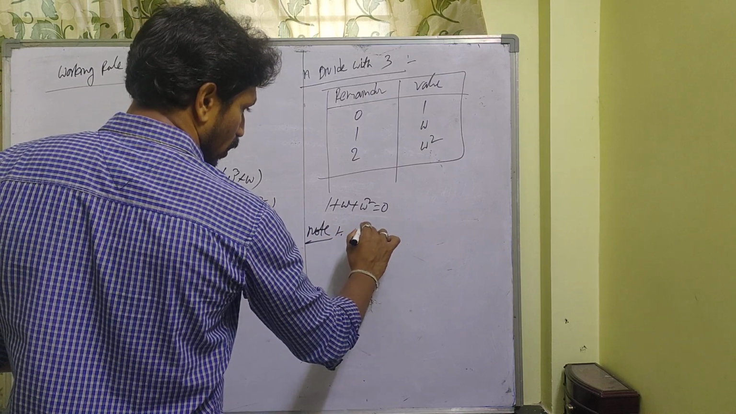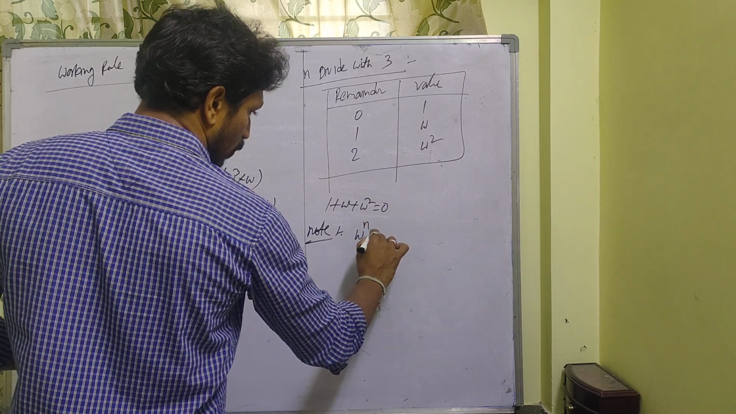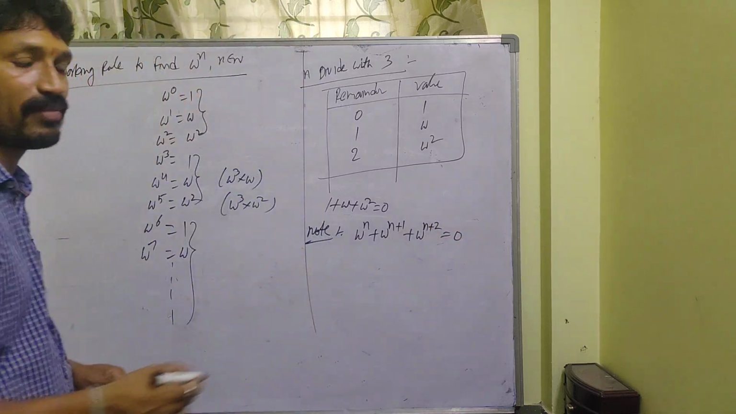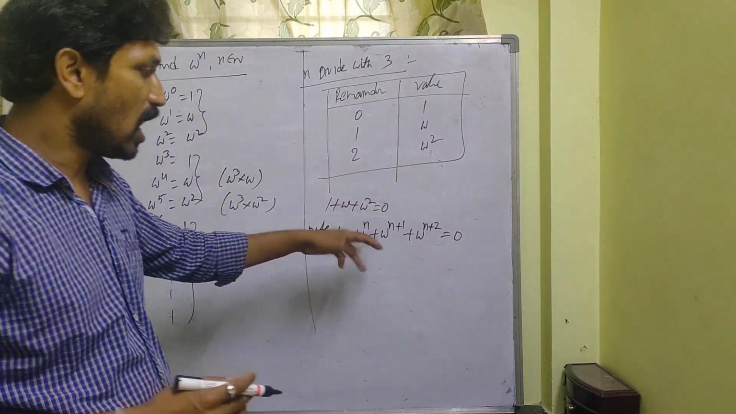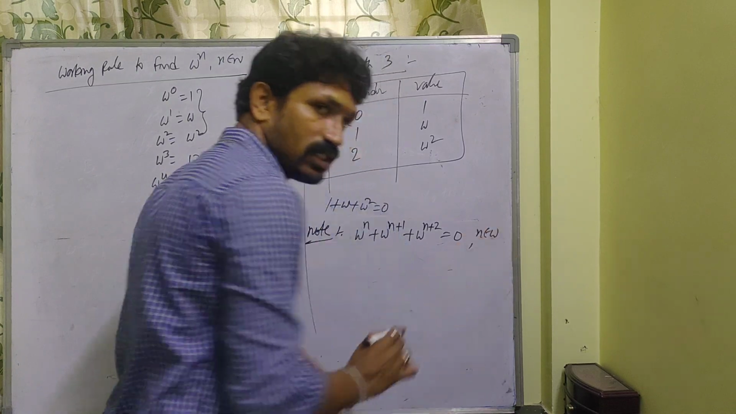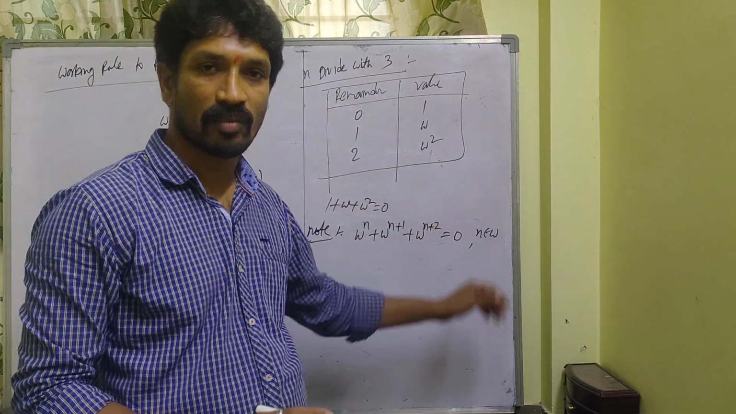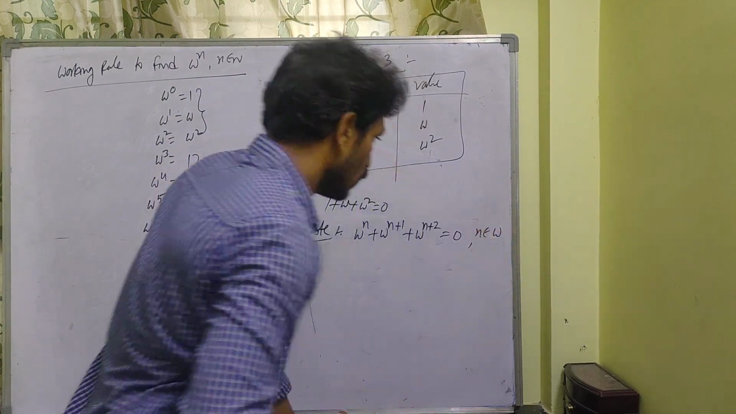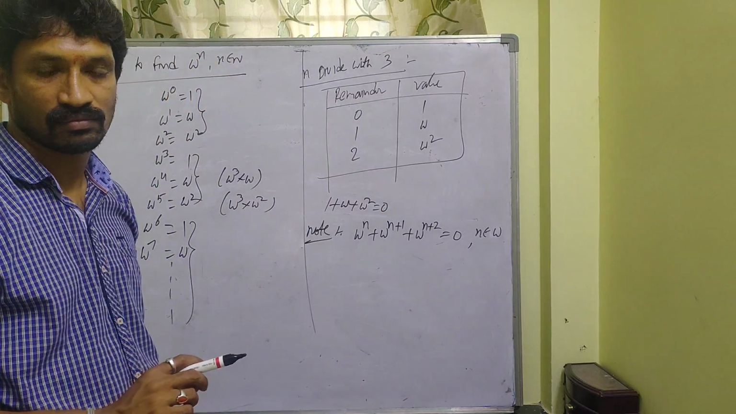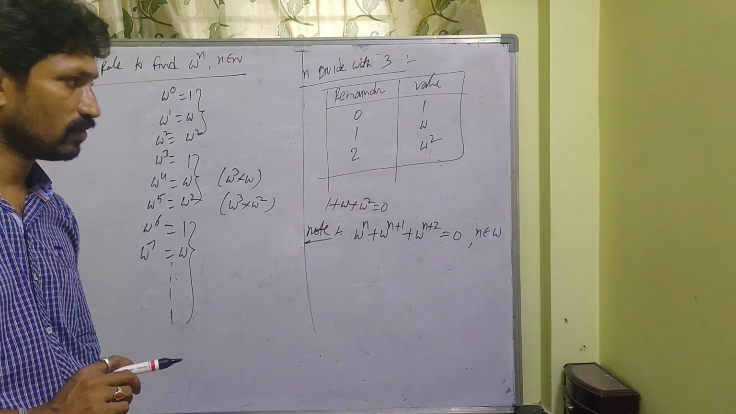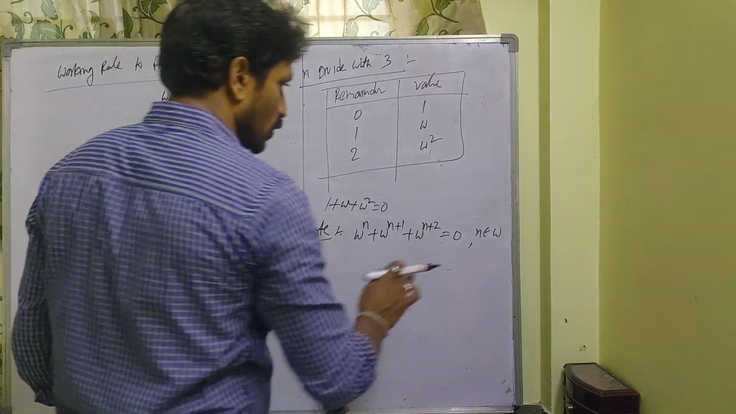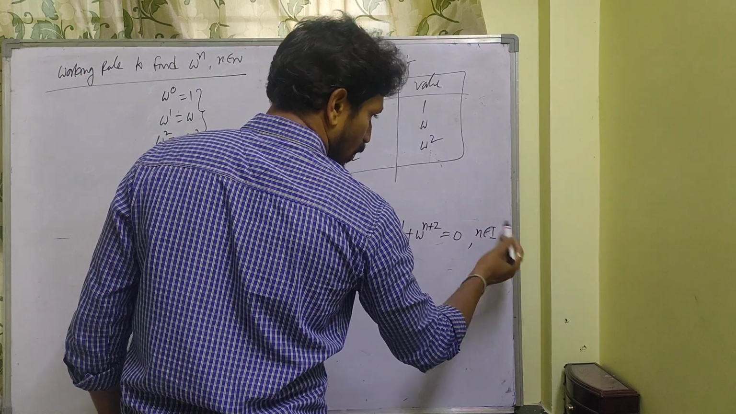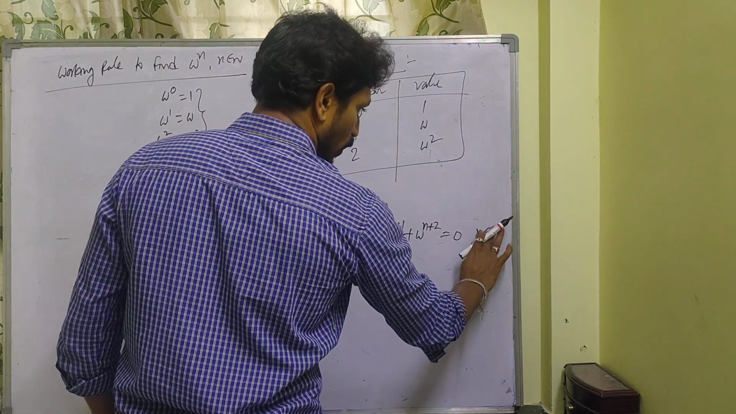Omega power n plus omega power n plus 1 plus omega power n plus 2 is equal to 0 for all n belongs to N. Here you take n as whole numbers also. In the previous case, in iota, n you can take as whole numbers, not omega. It is whole numbers. Or positive integers, anyone you can write, no problem. Positive integers along with 0.